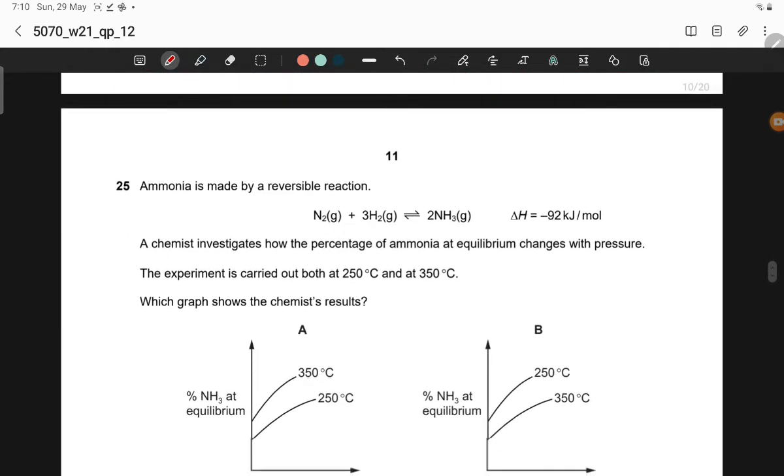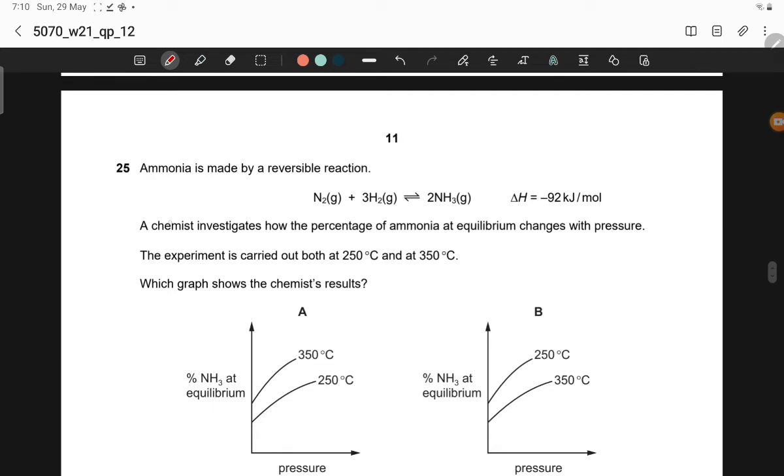Question number 25. Ammonia is made by a reversible reaction. A chemist investigates how the percentage of ammonia at equilibrium changes with pressure. The experiment is carried out at 250 and at 350 degrees centigrade. Each graph shows the chemist's result.